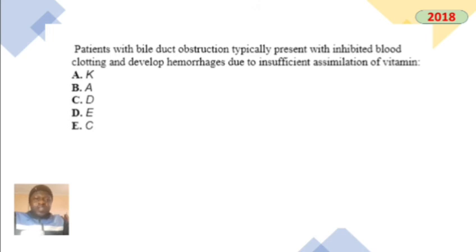A patient with bile duct obstruction typically presents with inhibited blood clotting and developed hemorrhage due to insufficient assimilation of what? All right, so here is disorder of the biliary tract. So it means there will be fat malabsorption. And remember, fat soluble vitamins A, D, K, and E. And only K takes part in the activation of some clotting factors, which we call vitamin K dependent clotting factors.